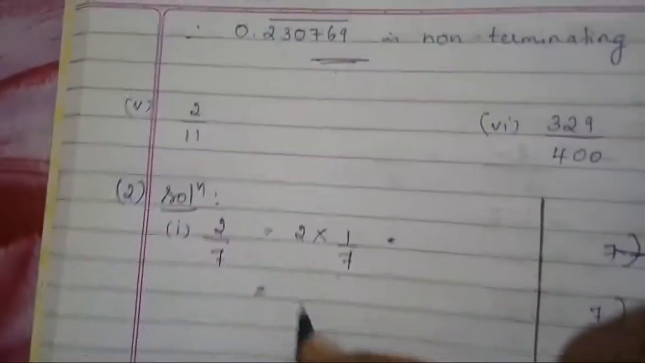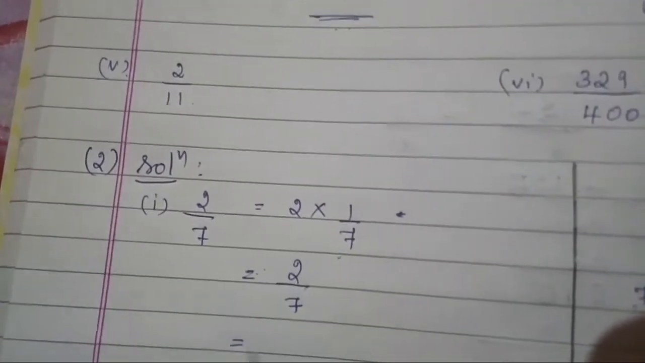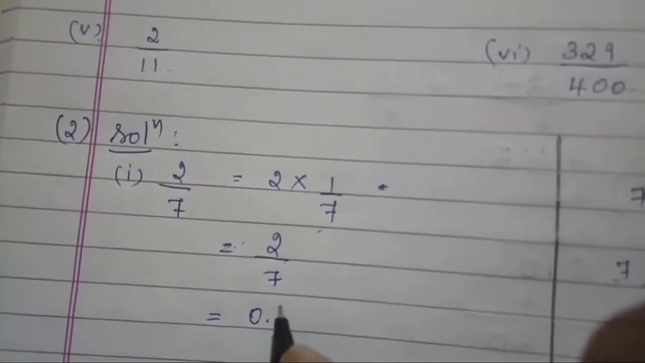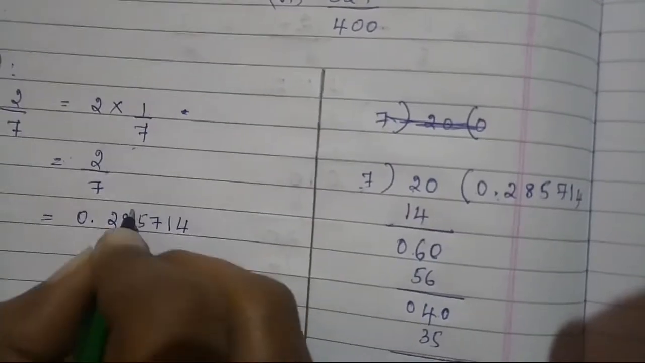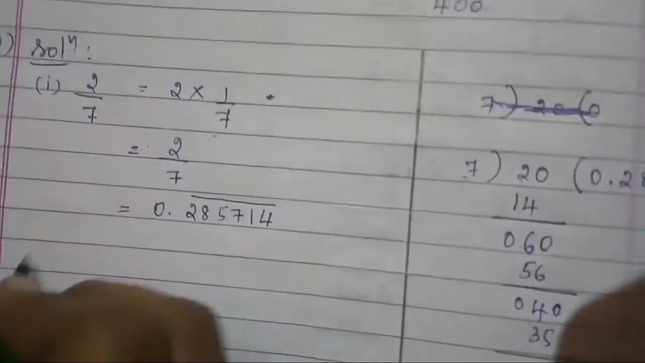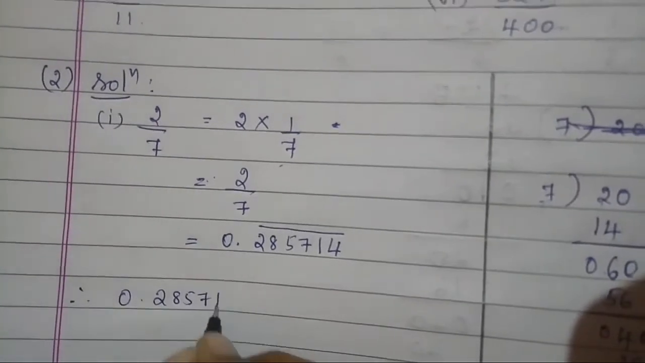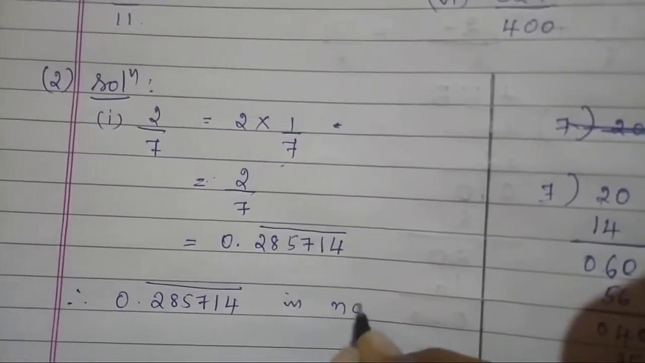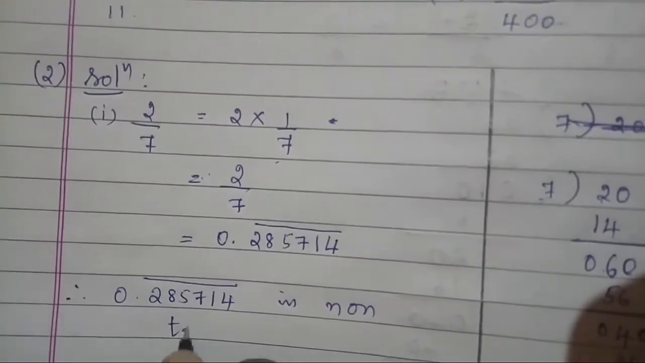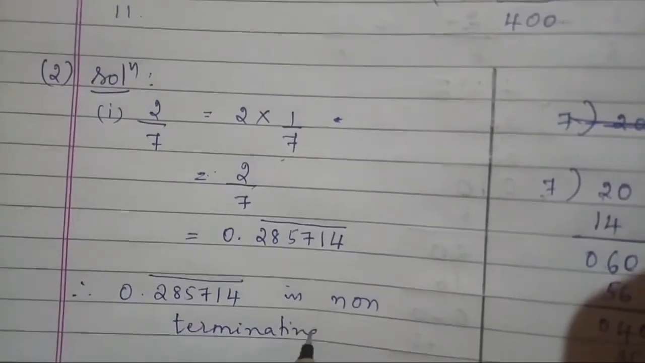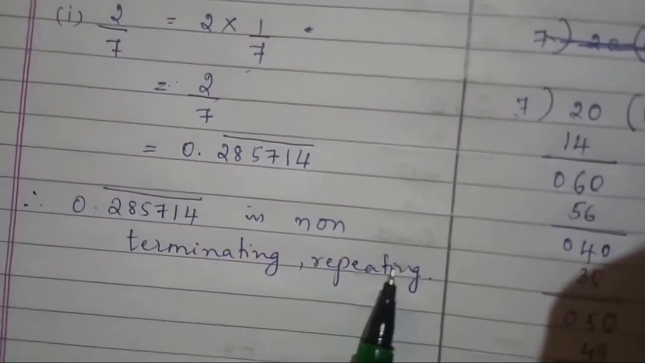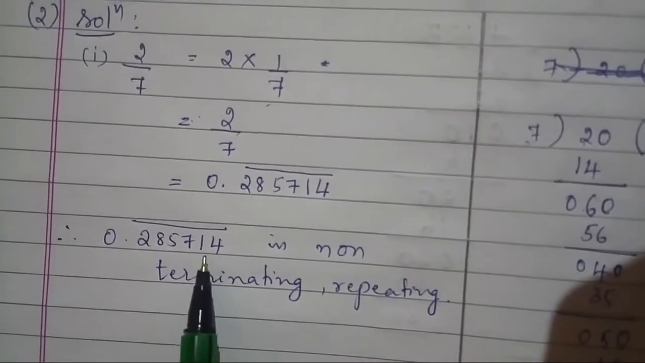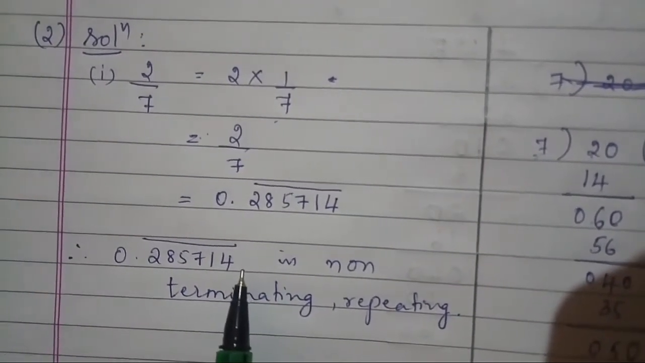So come here. 2 into 1 by 7 is written as 2 by 7. This can be written as 0. How much quotient value did you get? 0.285714 with a bar. Put a bar over this. Therefore 0.285714 with the whole bar is non-terminating repeating. Non-terminating repeating means the number will not terminate at one stage; it will go on infinitely.